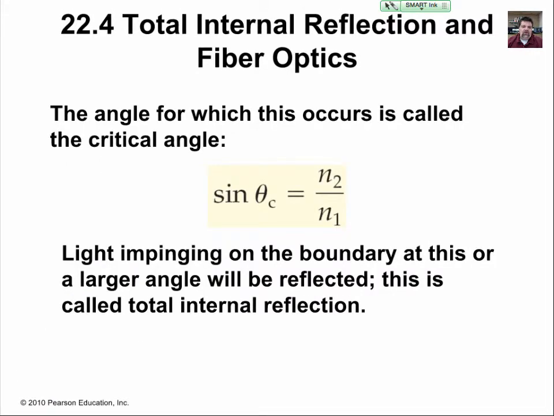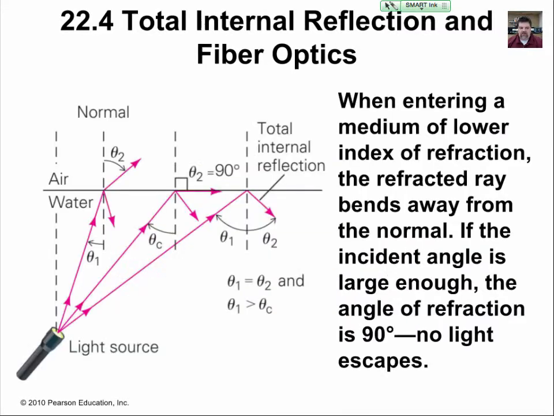So if I wanted to calculate that angle, to find the critical angle, I would say sine of the critical angle is equal to the index of the second medium over the index of the first medium, and that will give me the angle that I need to shine things. So here, if we jump back, we just have water and air.